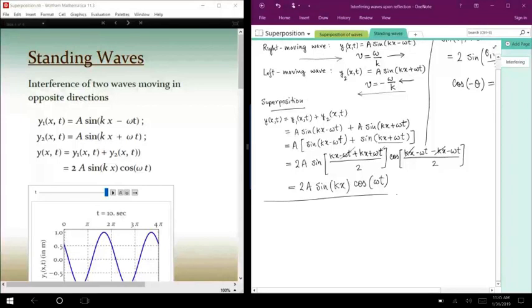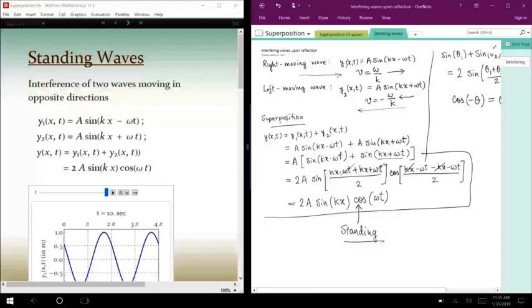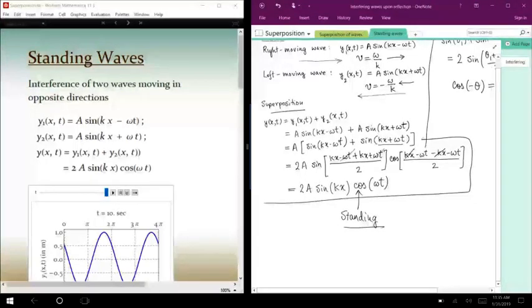Okay, so this is an example of a standing wave. And the reason why this is a standing wave is because if you compare it with our right moving or left moving waves, they had kx minus omega t or kx plus omega t. But now if I look at this one, this has neither kx minus omega t nor kx plus omega t, right? So this is not a traveling wave. Okay, so this is an example of a standing wave.